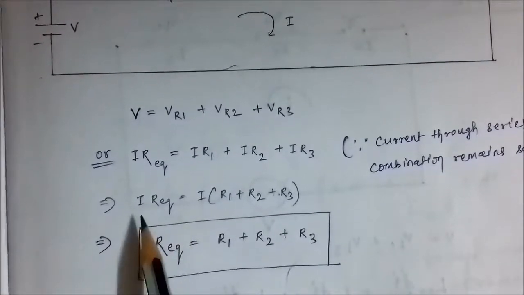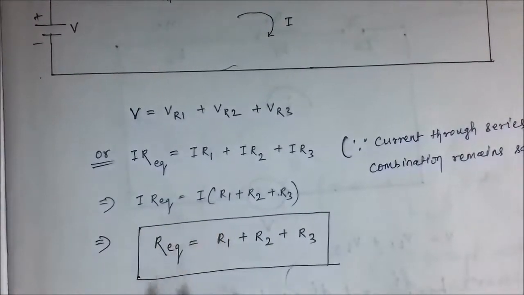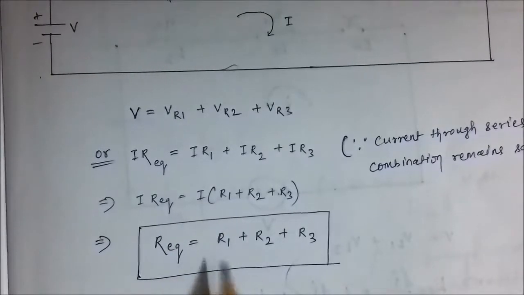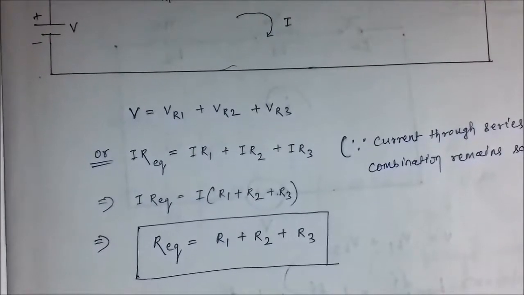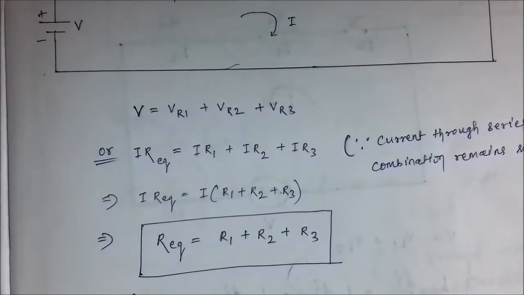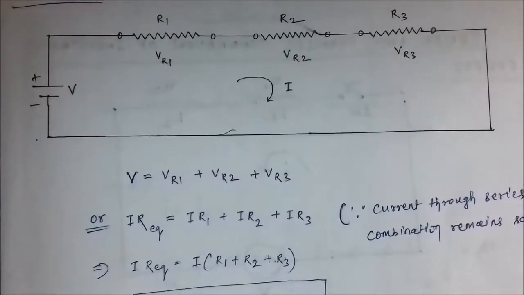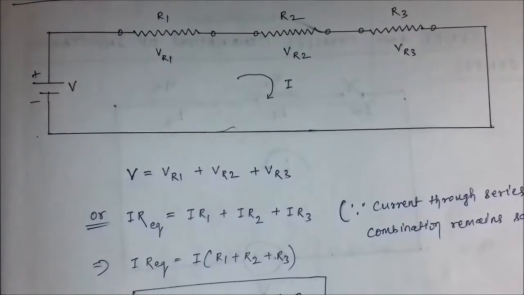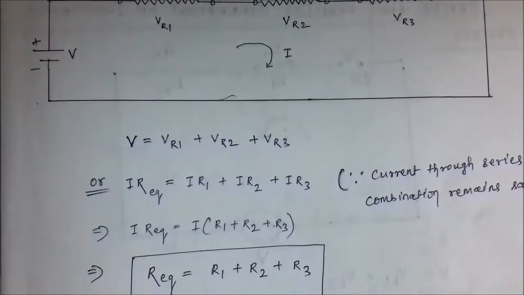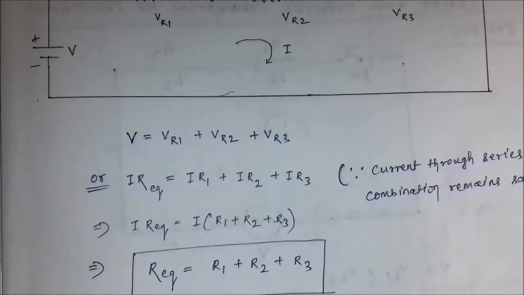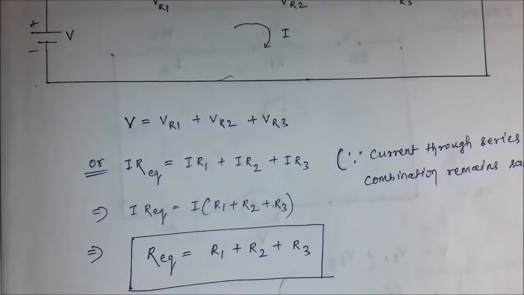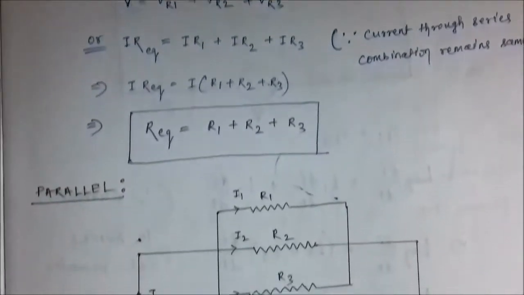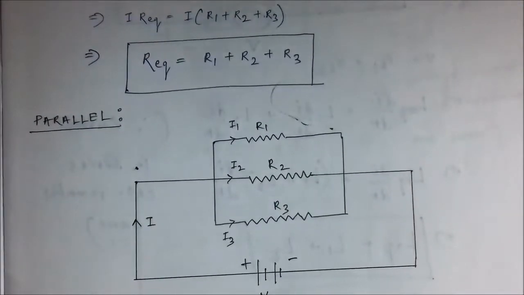I on both sides, as they are same, get cancelled out. R equivalent is equal to R1 plus R2 plus R3. So we find out that the equivalent resistance of a series combination of resistors is equal to the summation or addition of the individual resistances. Next we are going to discuss about parallel combination of resistance.